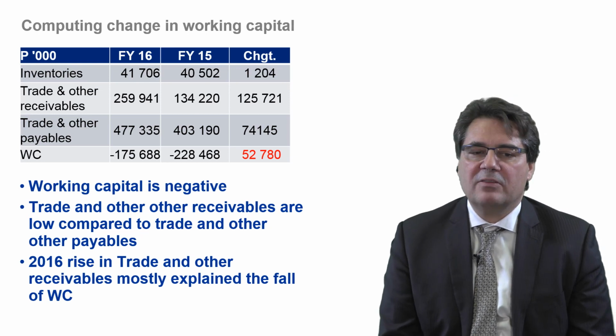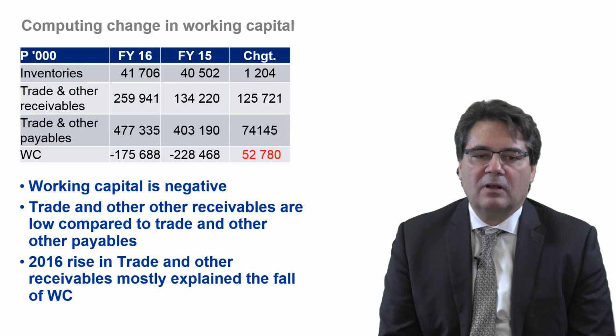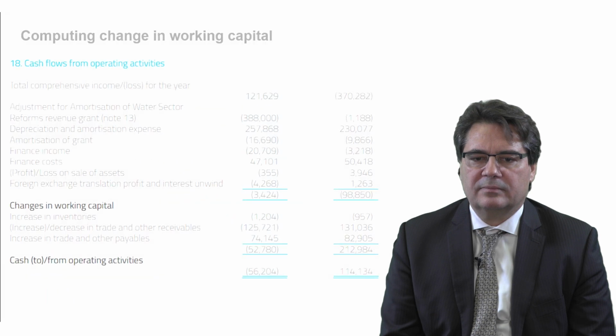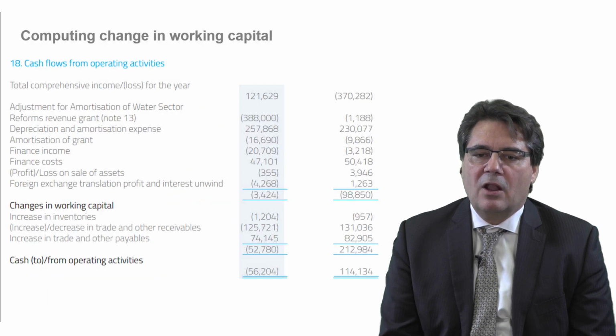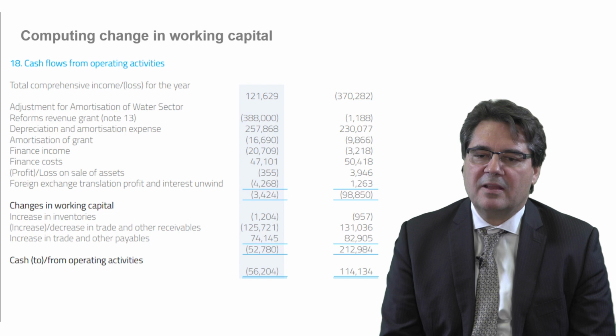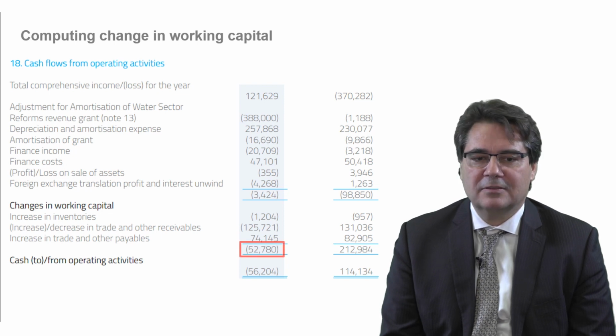The 2016 rise in trade and other receivables mostly explains the fall of working capital. Luckily, this similar amount, 52,780, can be directly found in the notes to the financial statements. There is no need to compute it. So that's the good news.